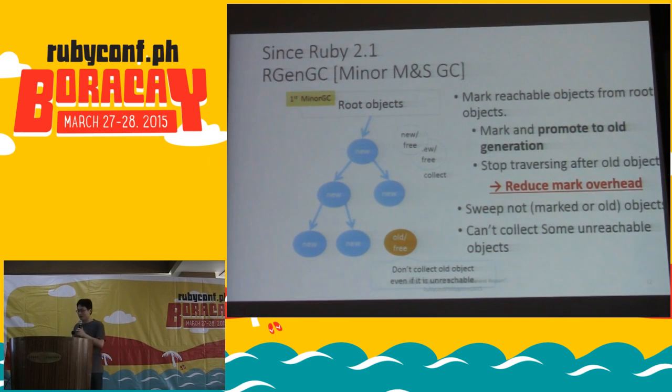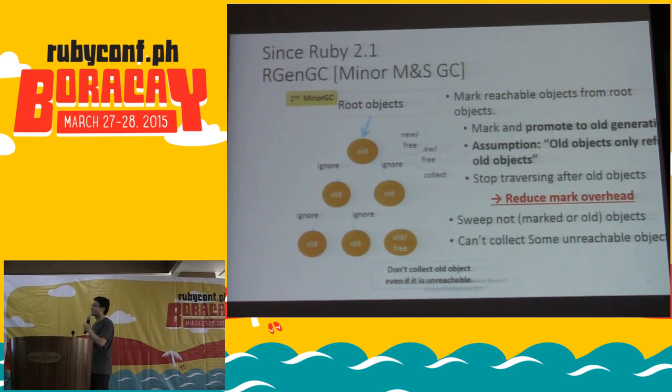This is a figure of how generational GC works. There are several younger objects, new objects. We can mark all of the objects, and after that we check if they are old objects. The second time we traverse these objects, but these old objects only point to old objects, so we do not need to mark everything. We can skip the marking phase for the old objects. So that is why generational GC is fast.